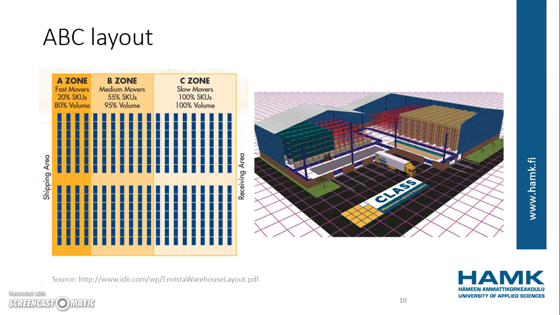Then you can see the C storage pick zone is allocated to slow-moving products. These are large in number and have a small inventory quantity per item. In the diagram below, A moving items are located closer to the shipping area to decrease the amount of travel distance from pick to ship.